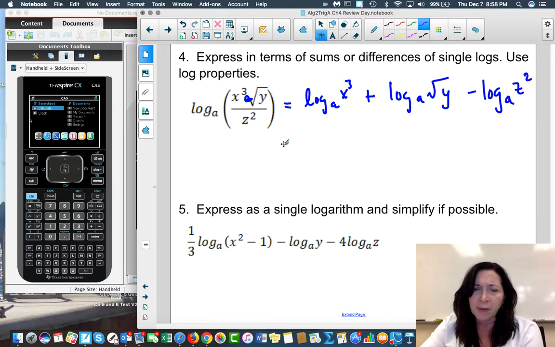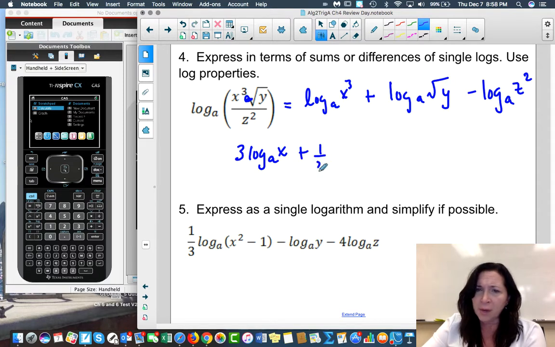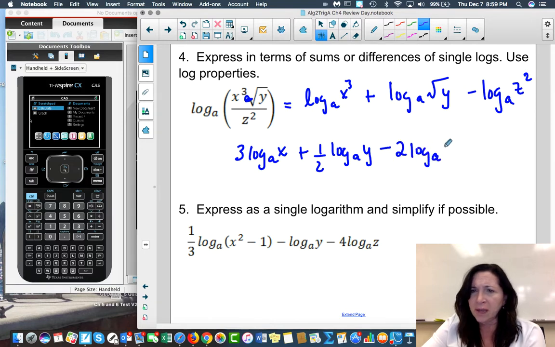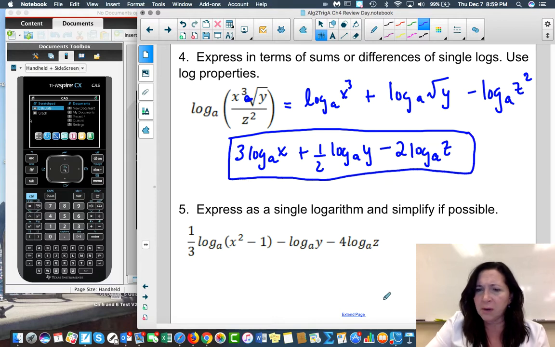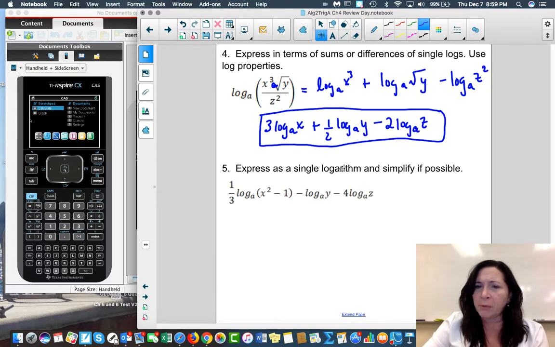This 3 is going to come out front. So that'll be 3 log base A of x plus, this is y to the 1/2 power, so it'll be 1/2 log base A of y minus, 2 will come out front, 2 log base A of z. So this is just a lot of power rule here. If you are a little confused, you might need to watch an earlier video where I talk about log properties.